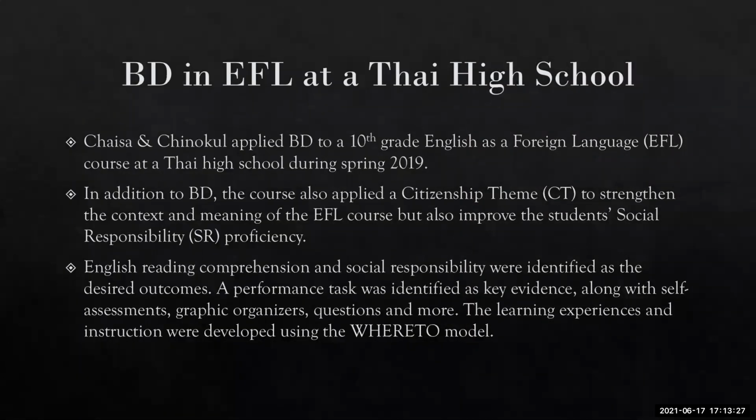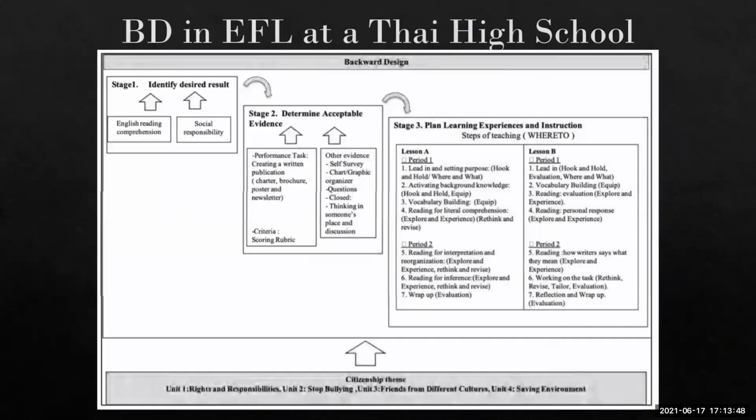BD was also implemented in a Thai high school in an English as a foreign language course for 10th graders. A citizenship theme was incorporated to support the students' level of social responsibility, a context that was deemed helpful for a course that would enable these Thai students to participate in international communication. Here is a diagram showing how the instructors implemented the three steps of BD. English reading comprehension and social responsibility were selected as the desired results, and a performance task was utilized as the primary assessment, but other forms of student learning evidence were selected as well.